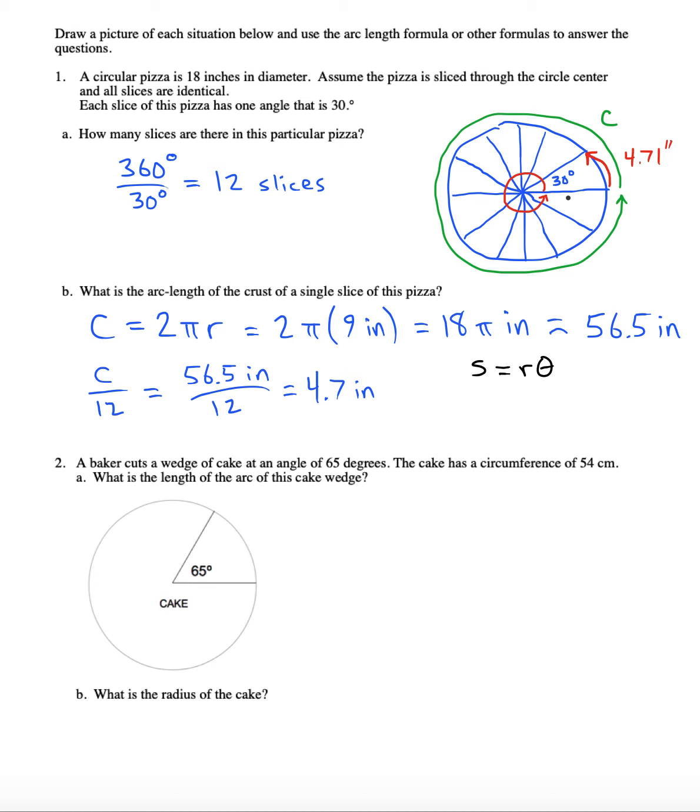Now R is the radius of the circle involved. S is going to be the arc length or distance of that wedge of the circle. And theta, of course, is the angle. But when we use S equals R theta, we have to have our angle in radians.